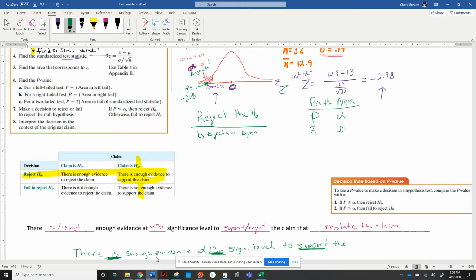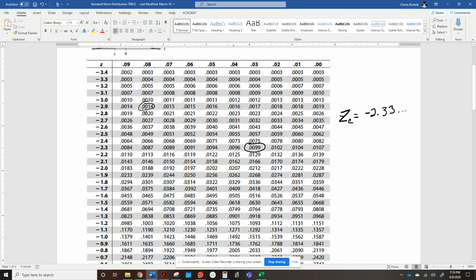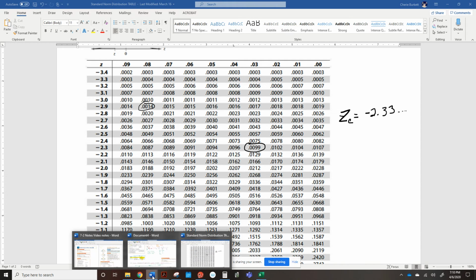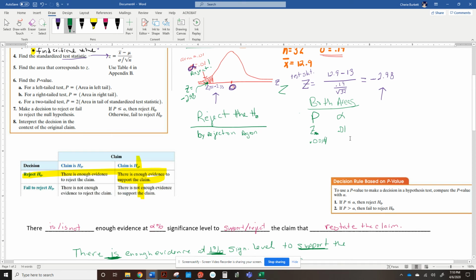What was the area for my test statistic, not the critical value, just the z-score? We said it was 0.0014. So we're comparing 0.0014. Remember where I got that? That's from this right here, 0.0014. I'm comparing that to the alpha that they gave us, which was 0.01.